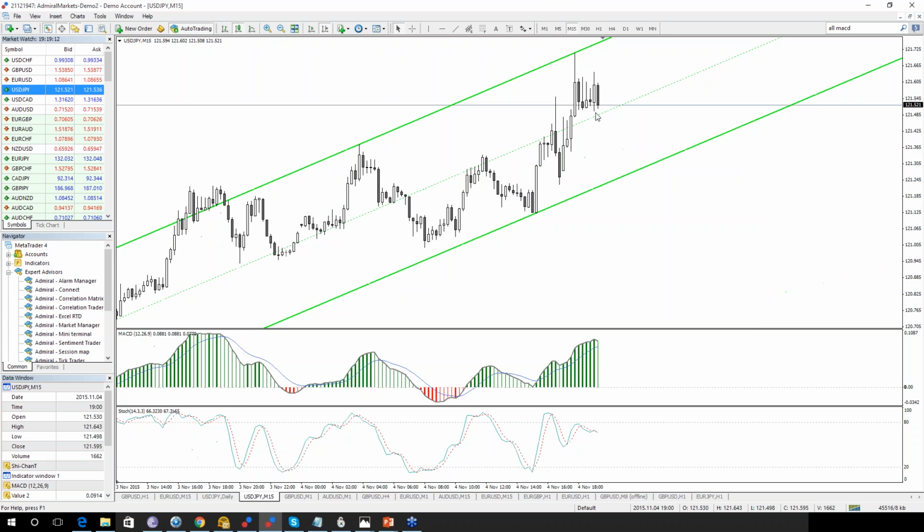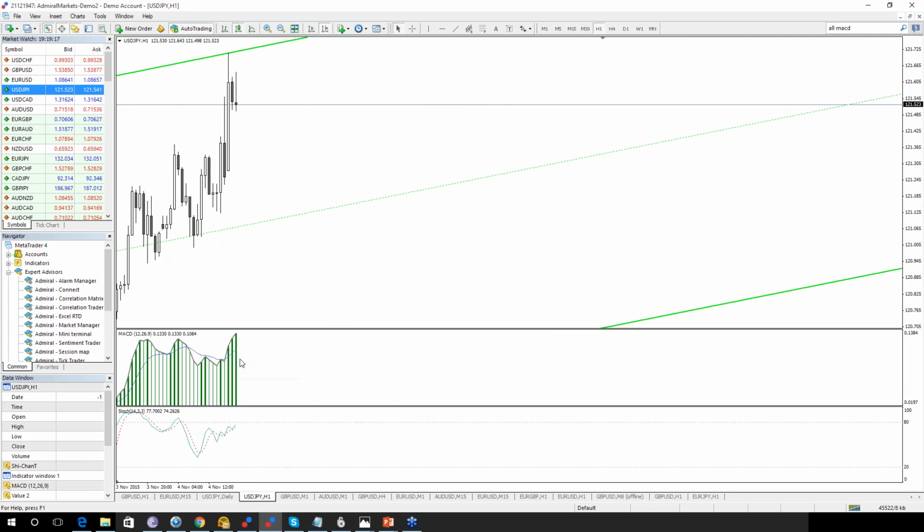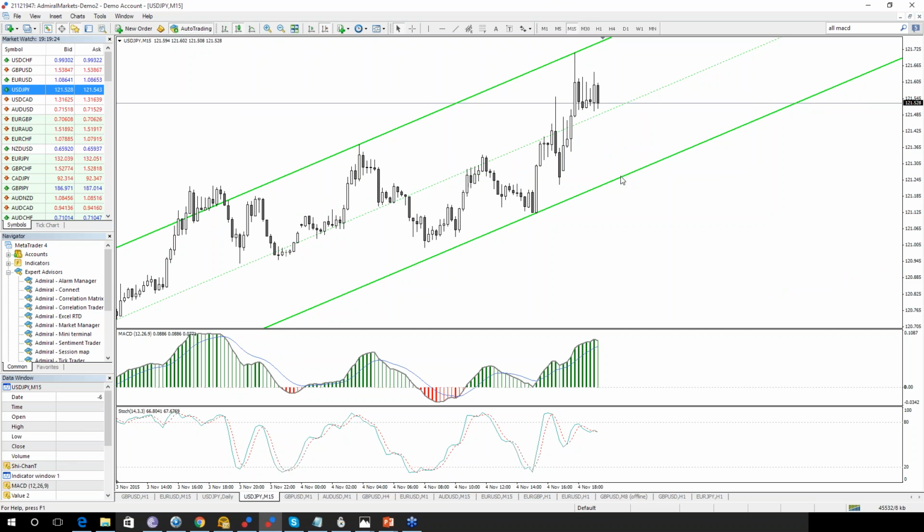So at the time when 15 minute hits this level, check your 1 hour. 1 hour should be thinning. If it's thin and 15 minutes is bouncing off this level and your stochastic cross is crossing, okay, guys, then you take a buy trade.